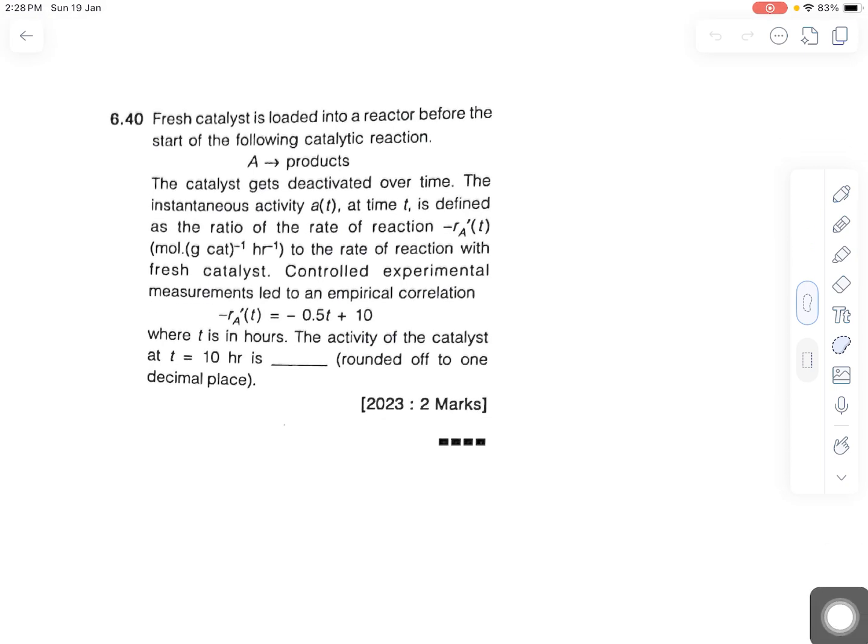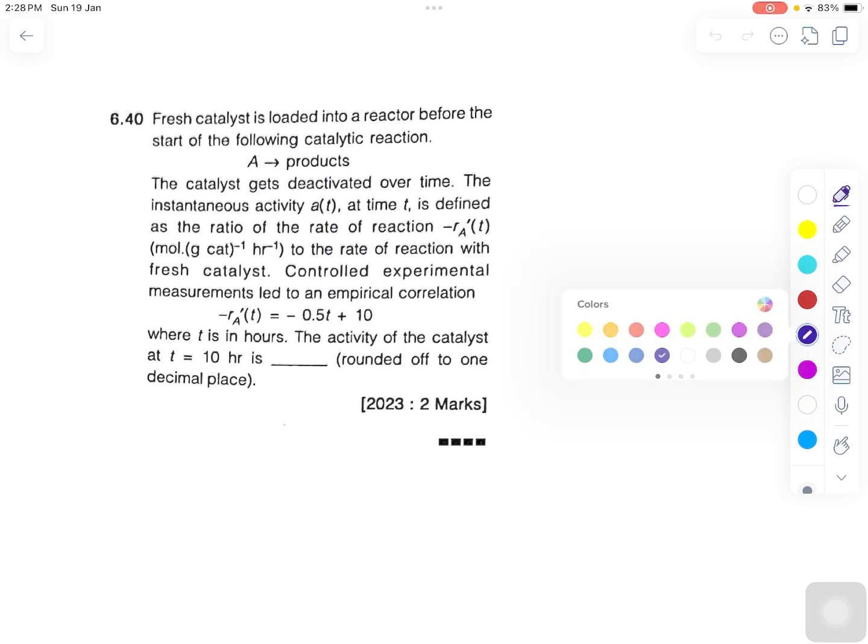The question says that the fresh catalyst is loaded into a reactor before the start of the following catalytic reaction. So a catalytic reaction is happening here and the fresh catalyst is being used initially. First the reaction is given as A getting converted into the product. The catalyst gets deactivated over time. The instantaneous activity at time t is defined as the ratio of the rate of reaction, minus RA dash, at time t to the rate of reaction with fresh catalyst.